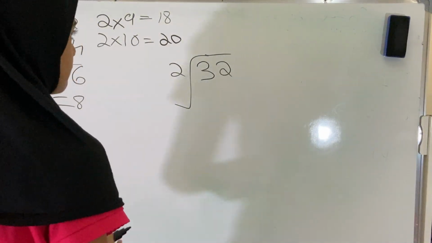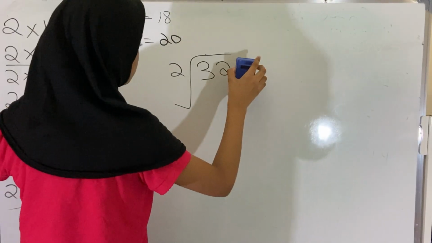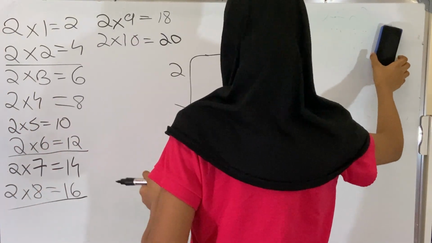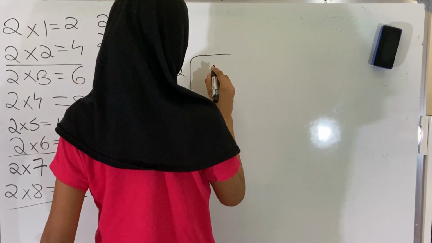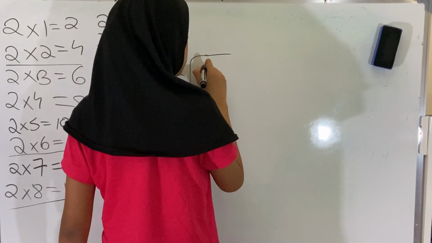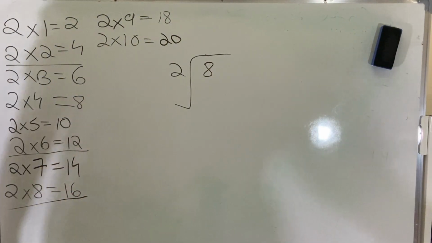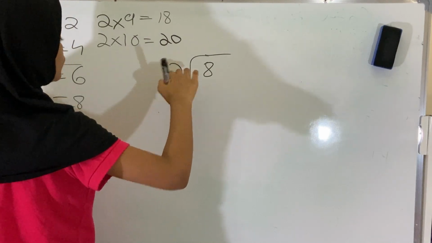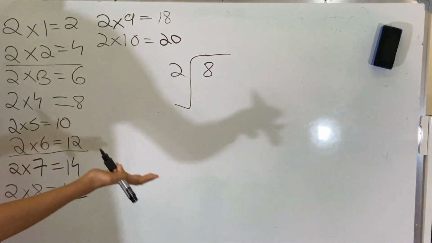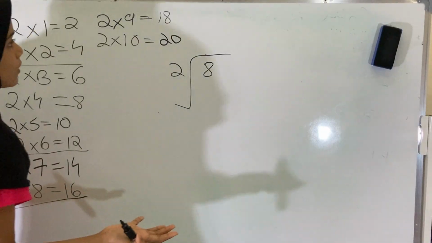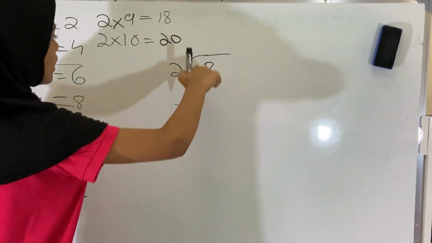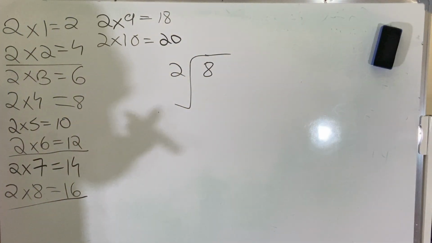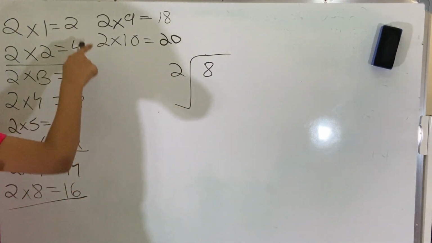Alright, so in 2's table, when do we get it as 2? For example, I'll just write something easy, like 8. So how do we find it? We have to check in 2's table, 2 into what is 8. For example, 2 into 2 is 4, so if the question is 4, then the answer is going to be 2. So here, let's see if 8 is in 2's table.